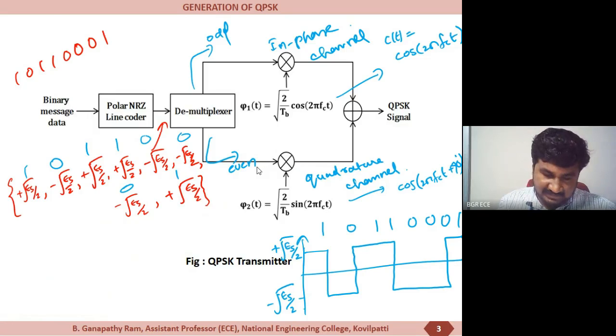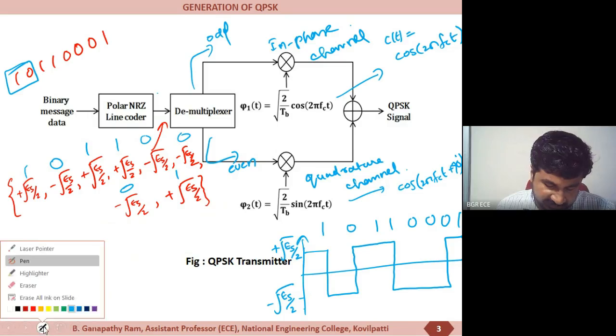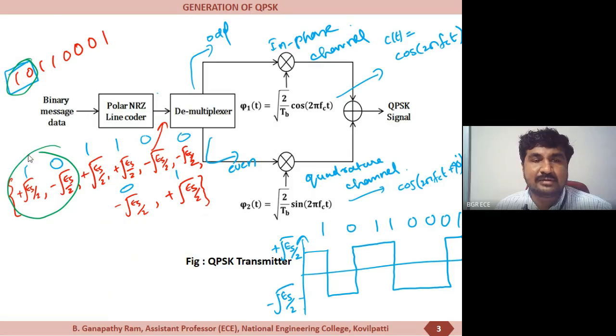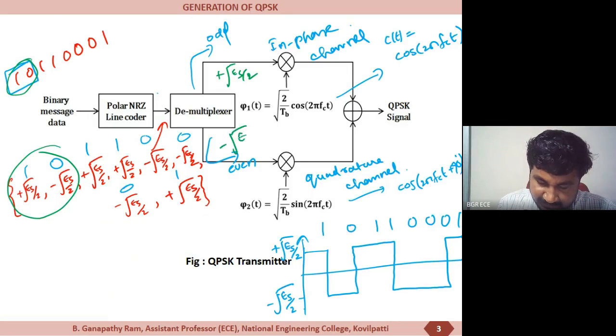Hence, for the binary data 1, 0, the output of the polar non-return to 0 line encoding is plus square root of Es by 2 and minus square root of Es over 2. So, odd number pulse is going to the in-phase channel and even number pulse is going to the quadrature channel. Hence, it is multiplied with this function and provides at the output of the in-phase channel plus square root of Es by 2 multiplied by square root of 2 by Ts cos 2 pi fc t.